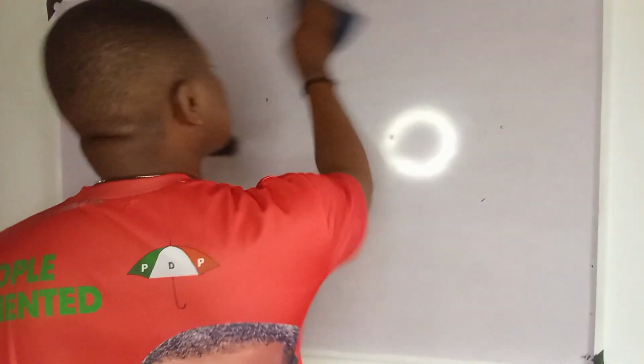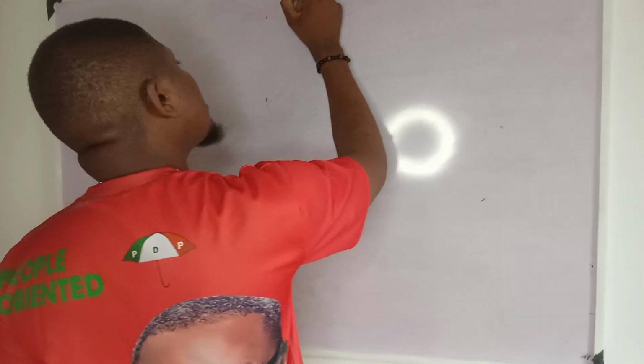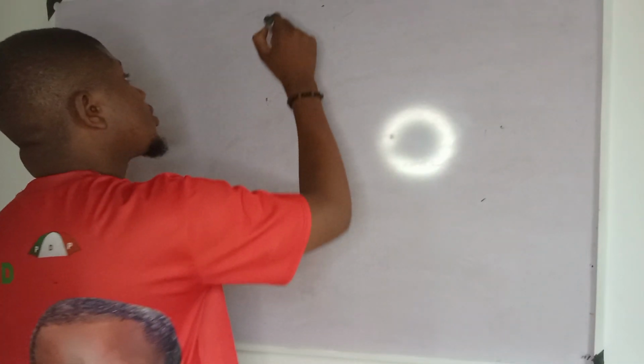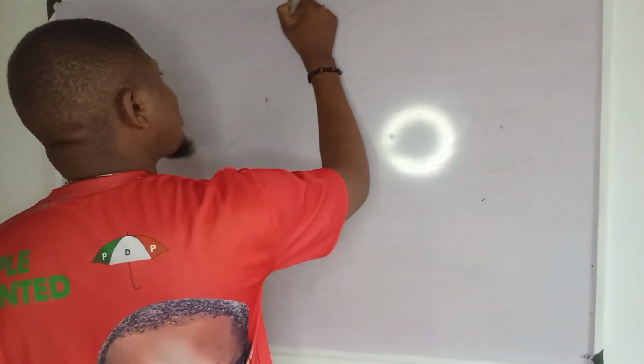Okay, so welcome back. Let's finish the muscles of the pectoral region. We stopped at the action of latissimus dorsi.